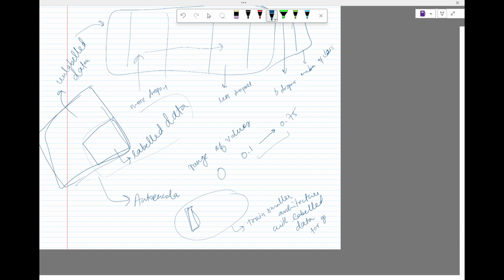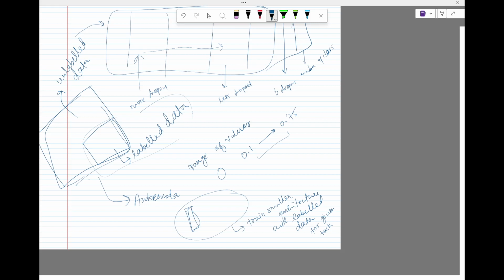You mean to say I will get the representation from unlabeled data and then feed that as an input? Yes, along with the labeled data. So it will be kind of a supervised and unsupervised hybrid model, right? Yes. But in practical terms, how is that possible?